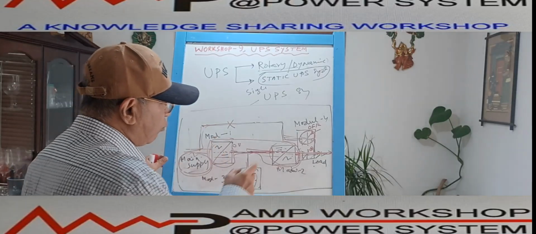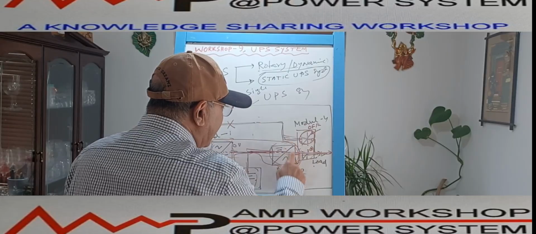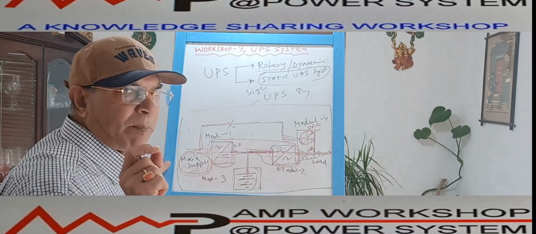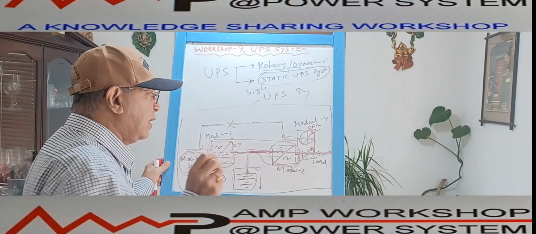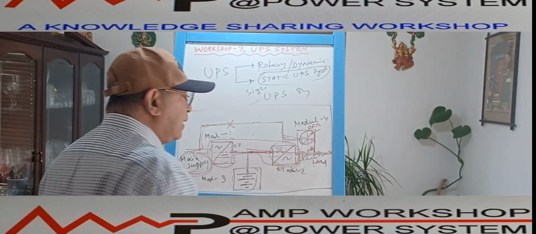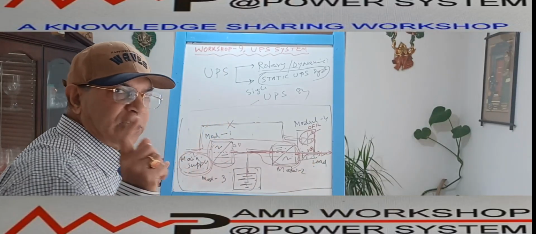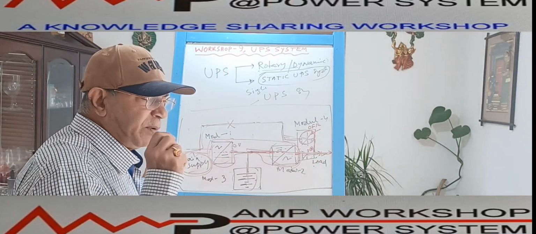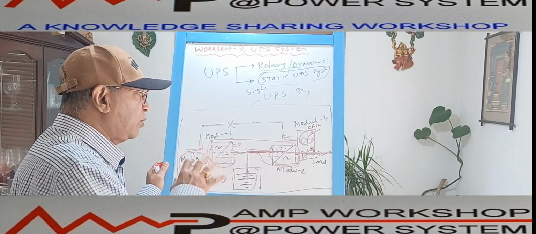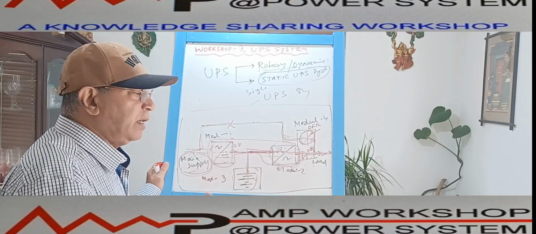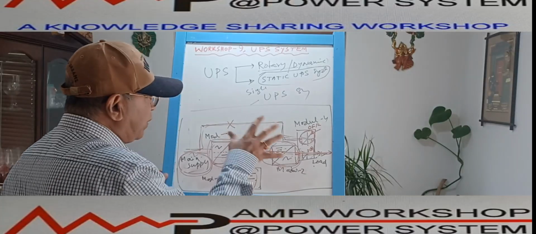The only difference is that when it changes from this supply to this supply, the static switch needs some operation time. It is about one cycle, meaning 20 milliseconds. During that 20 milliseconds, there is an interruption in the load. If the load is very sensitive and cannot withstand that 20 millisecond time, then we have to think of another arrangement that will come afterwards. So this is the basic solid state UPS system.